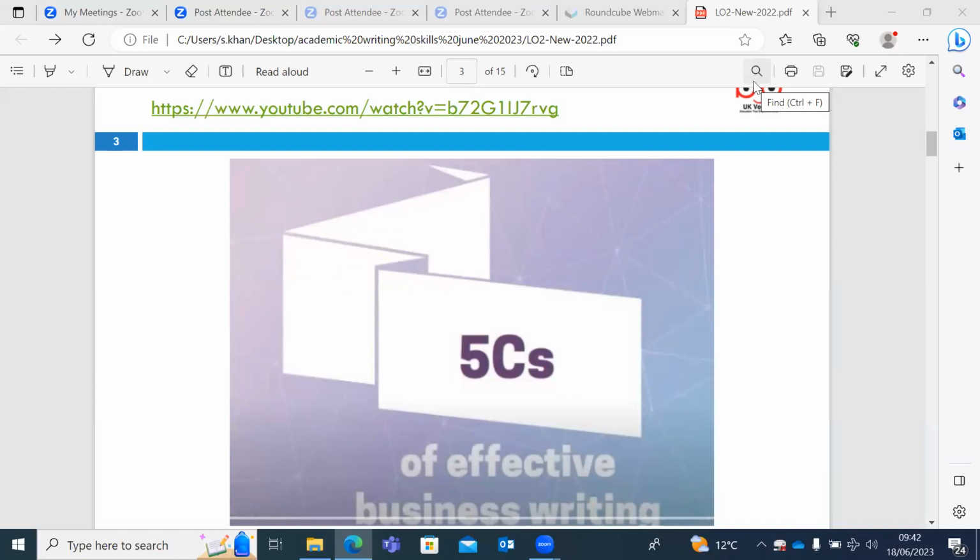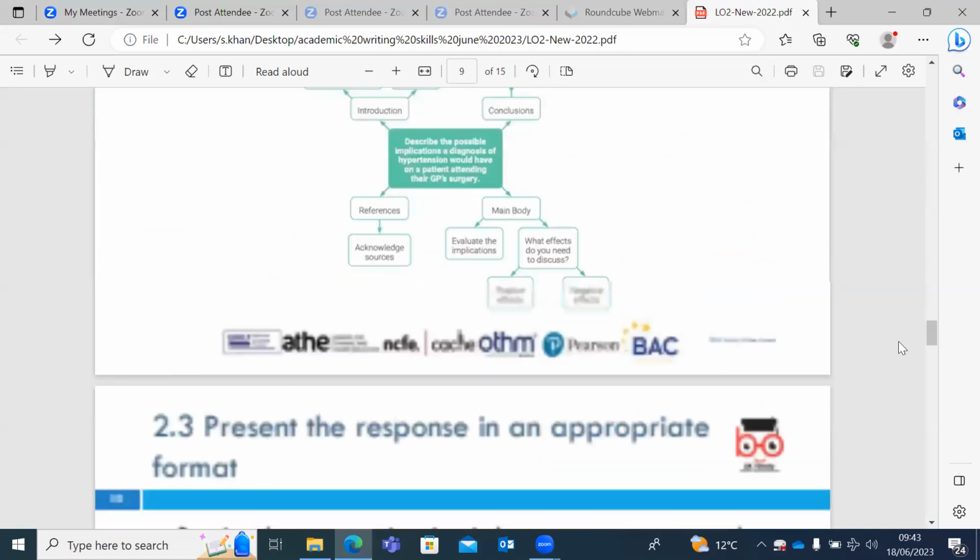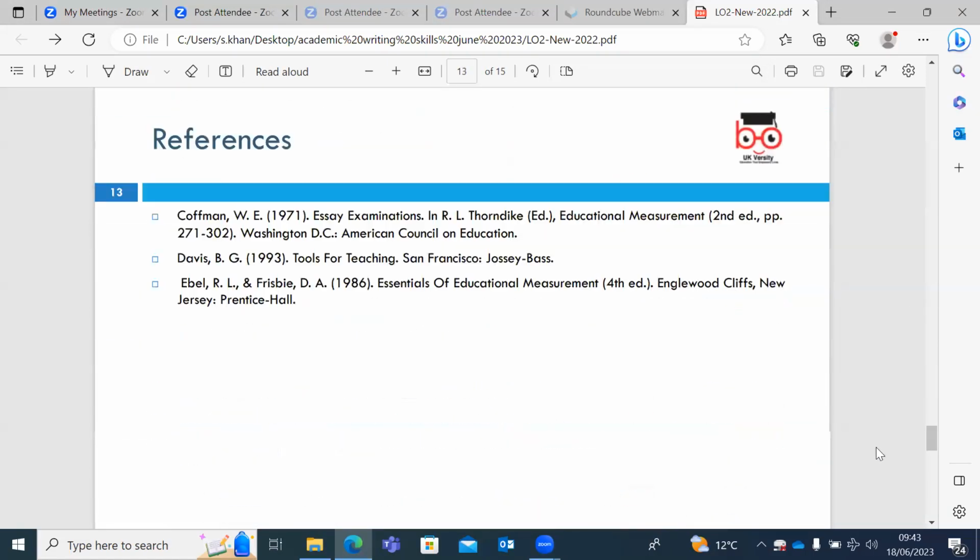It's concise, which includes only necessary and relevant information. It's courteous, so it addresses the reader politely, and it's correct, so you need to look at the correctness of it, making sure that the message is accurate and there are no grammatical issues. Okay, so we go back to the sources that we've used in response to this.